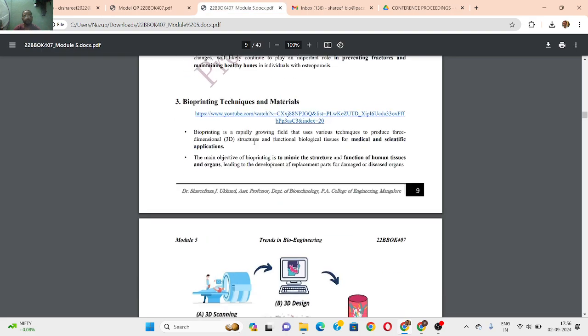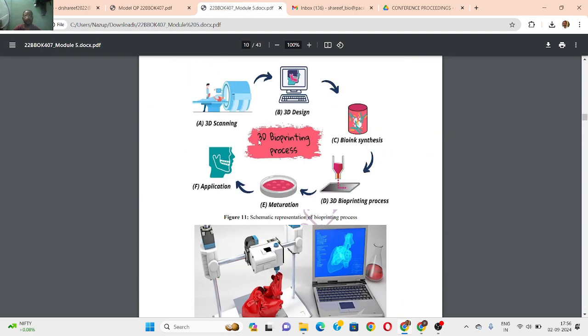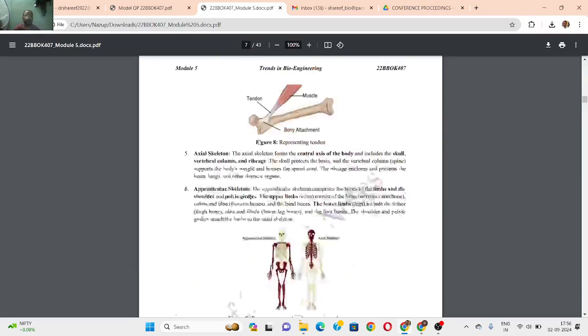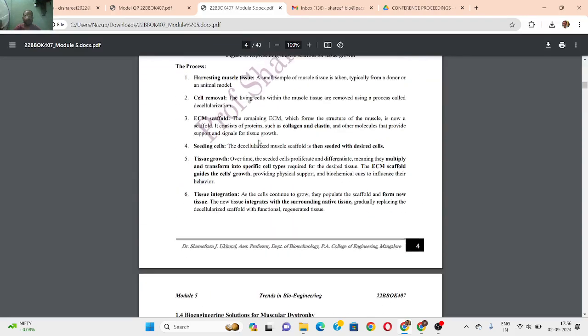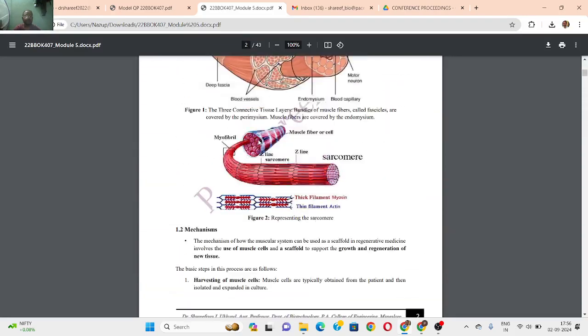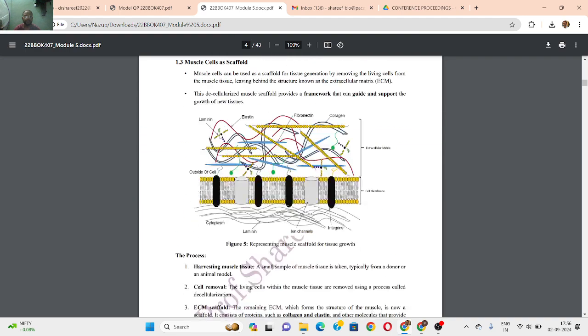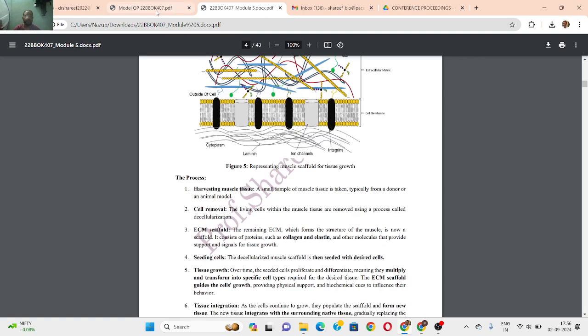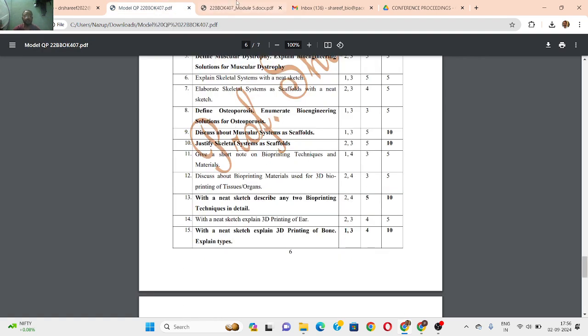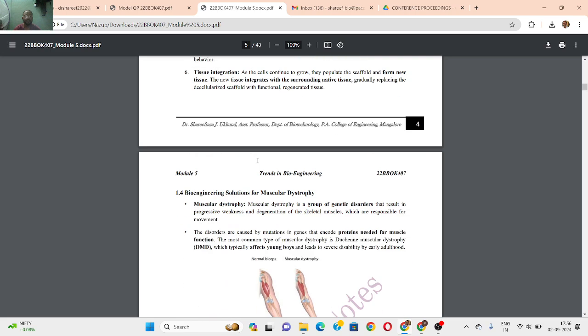So, muscular systems as scaffolds, again you can go for the same thing we discussed here. Muscular system as scaffolds: the mechanism you have to explain, these diagrams you have to explain, muscle cell as scaffold also you have to explain. This process is very important. Again 10 marks.